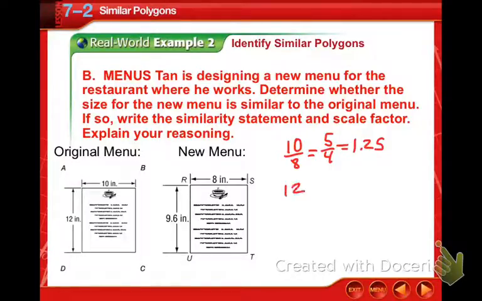We do the 12 over 9.6. Now we can't really simplify that down unless you know some things with decimals, so we'll just get this in decimal, and it does come out to be 1.25 as well. So let's check. That means these are similar.